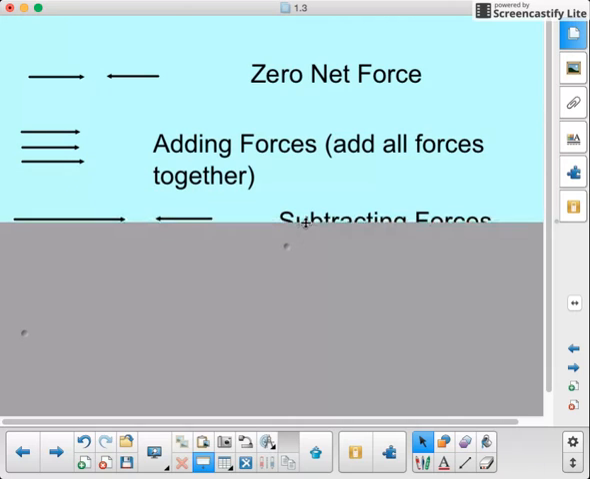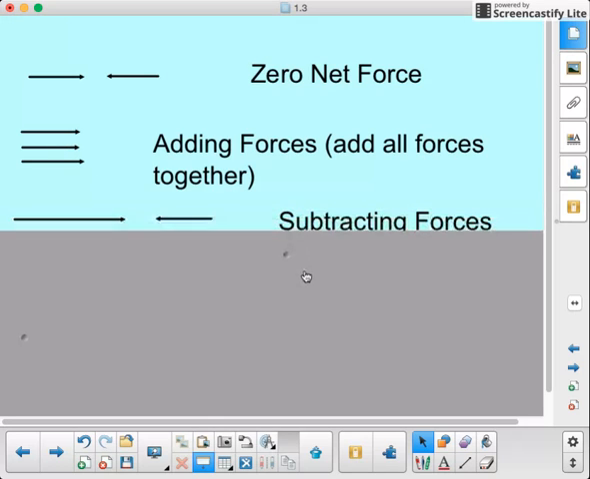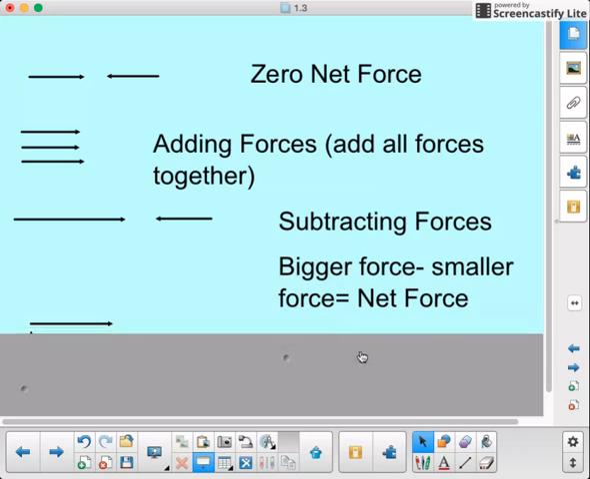Then next to that, you've got adding forces. So I drew 3 arrows. They're all about the same size and they're headed in the same direction. So when we add all of those forces together, that gives us the total force in that direction. If the forces are not all in the same direction, then you'll subtract. So the bigger force here on the left, smaller force here on the right, and I would take the bigger force minus the smaller force to get the net force. There's an example of that in your workbook.